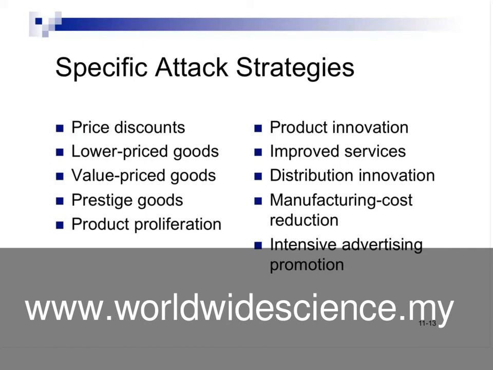Your product is innovative. You're innovating all the time, like Apple. Improved services. You provide great services. Distribution innovation. You have innovation in distributing the products when the customers buy them. You have different ways of giving out your customers their products, so that is something customers will look for. Then manufacturing cost reduction. So you're trying to reduce the cost of the manufacturing of the product. And then intensive advertising promotion. So you're promoting and advertising intensely. So all these different strategies are used in any certain type of the attacks that we talked about.